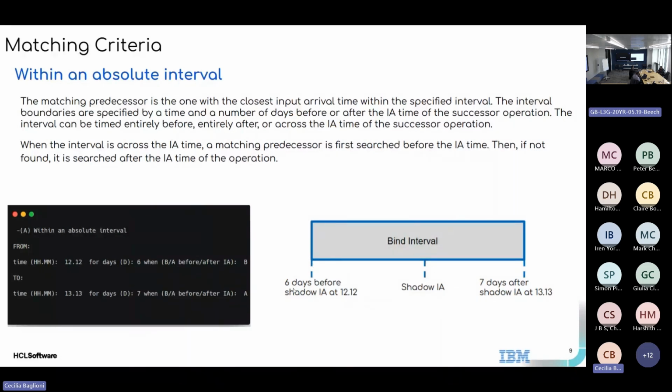The left boundary is 6 days before the shadow input arrival at noon, 12, as you can see here. And the right boundary is 7 days after the shadow input arrival at 1 p.m., 13. Both for relative and absolute interval, if the shadow input arrival is inside the bind interval, the search will be executed before and then after if no match is found.